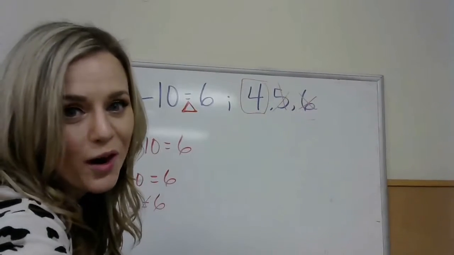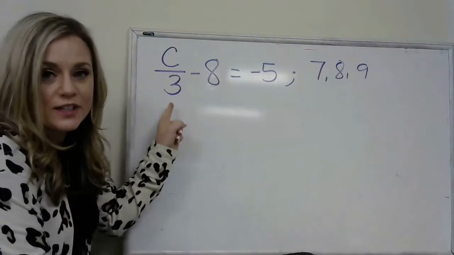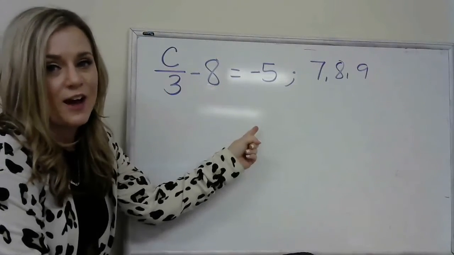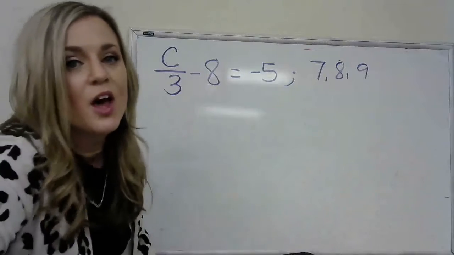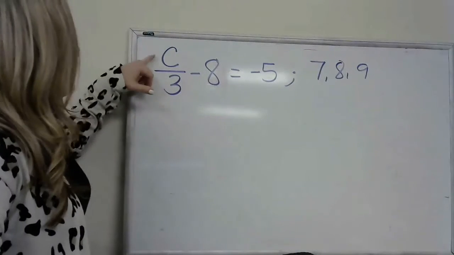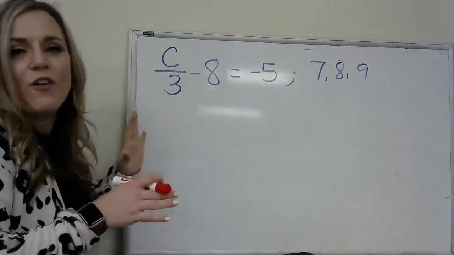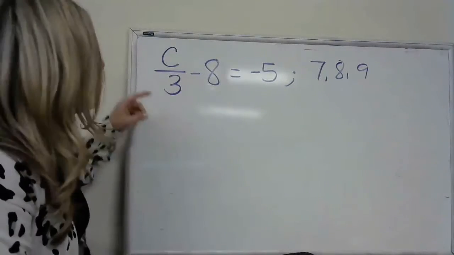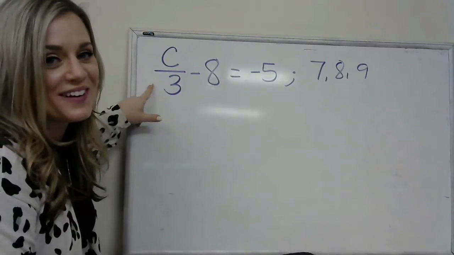Okay, we're going to do one more. Our next one looks like a fraction: c over 3 minus 8 equals negative 5. And the numbers, our possible solutions, are 7, 8, 9. It looks like a fraction, but this is really a division problem, so we're going to be dividing. Whatever we plug in for c, we're going to divide by 3. Okay? All right, let's go.